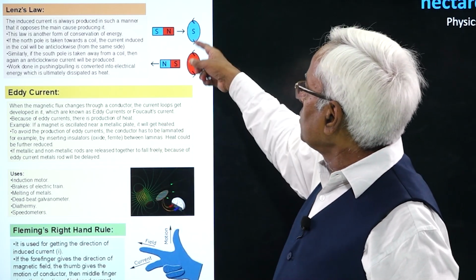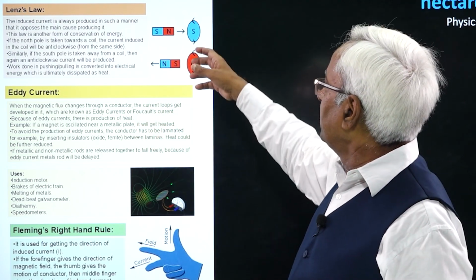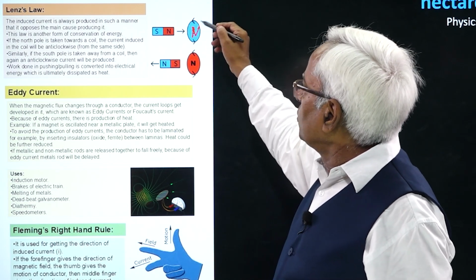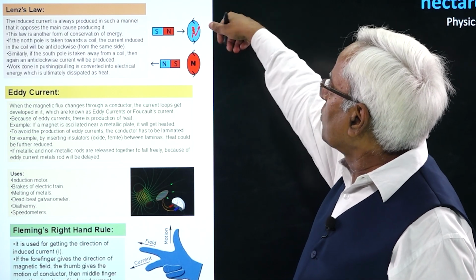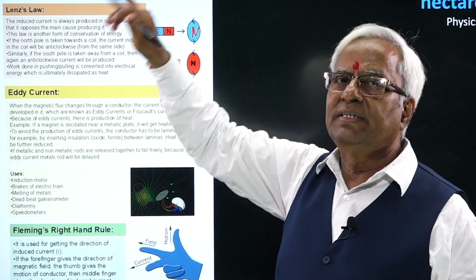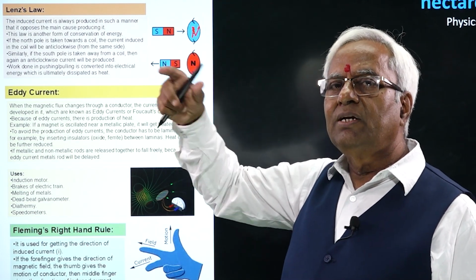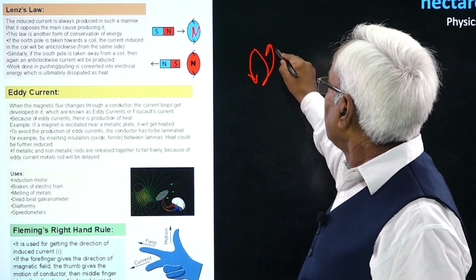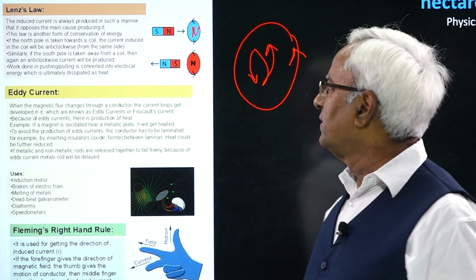In order to oppose the approach of the north pole, another north pole is needed over here. So here one north pole should be produced. And what will happen? Anti-clockwise current will have to be developed over here. Anti-clockwise current, then only north pole will be produced. This you might remember, north N, and this shows anti-clockwise direction.